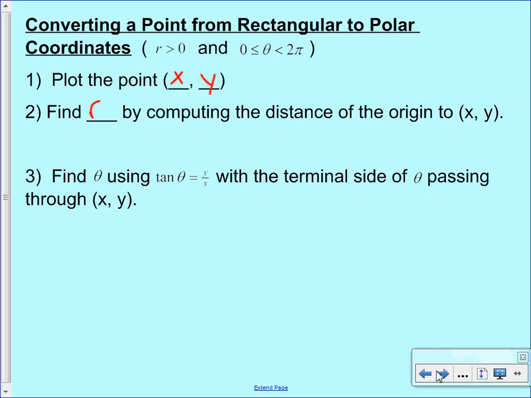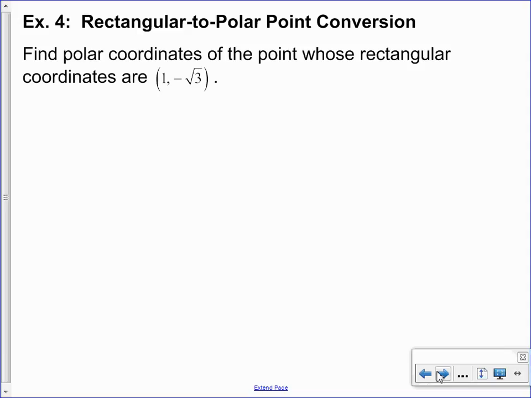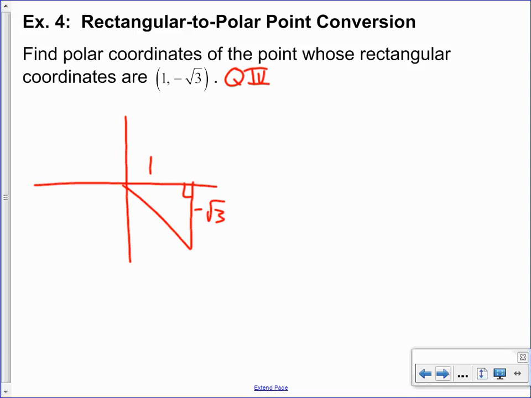Okay, here we go. So, coordinate 1, negative root 3. What quadrant am I in? Yeah, this is quadrant 4. So here we are at 1, negative root 3. To find r, it's 1 squared plus negative root 3 squared. So 1 plus 3 is 4. Take the square root: 2.